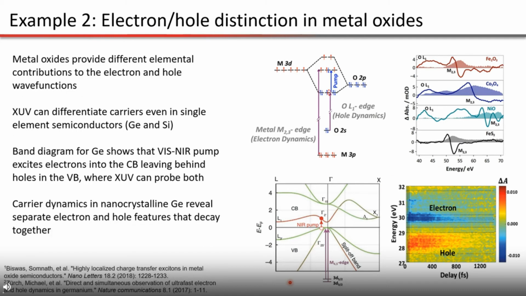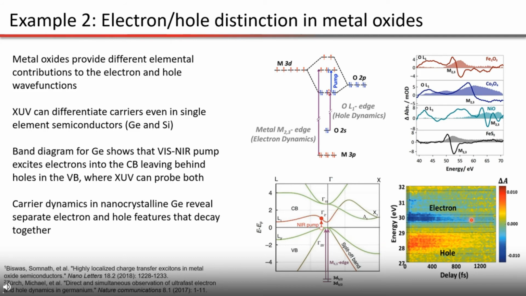And then at the bottom of this, we have this Zurch paper, which is going to directly show us a very similar trend where we have XUV differentiating carriers even in single element semiconductors. So this case is for germanium, where we have this band diagram which shows what we're exciting. Basically, a visible or near IR pump will excite electrons into the conduction band and leave behind a hole in the valence band, and the XUV beam can probe both that hole and that electron by showing us an increased intensity at the hole and a decreased intensity absorption where the electron is now occupying that state. So we have at the hole an increased intensity, and at the electron we have a negative intensity here.